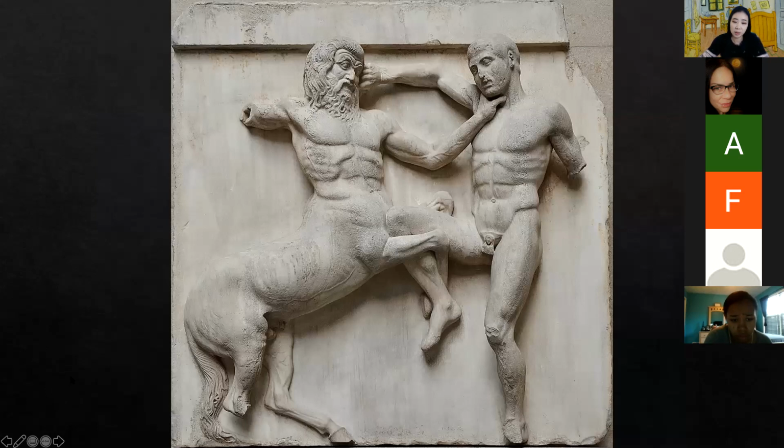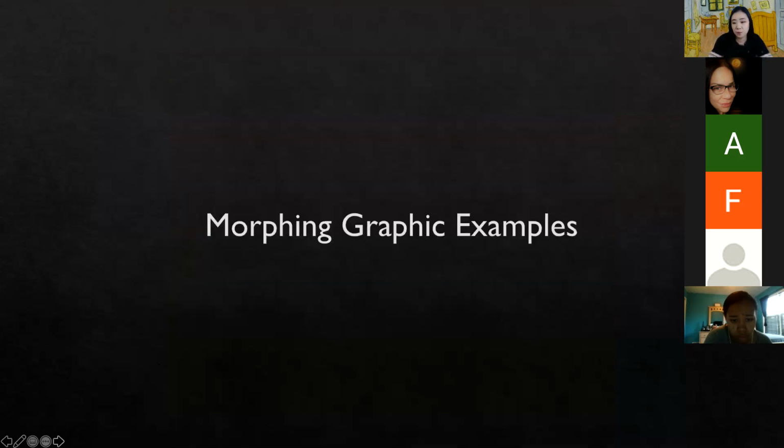And this is a Greek sculpture. Look at the left figure, the center. It is half human and half horse. So now back to the 21st century. There are lots of fun morphing images, so I will show you.